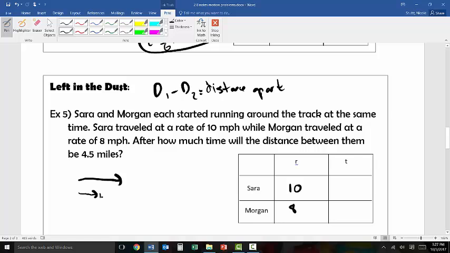So they want to know how long until there's 4.5 miles separating the two of them. So here's Morgan and here's Sarah. I want to know when they'll be 4.5 miles apart. So again, their time is going to be the same. They're both running for the same amount of time. It's just that Sarah's going to cover more distance because she's running at a faster pace. So we want to take our 10t and subtract our 8t to get our 4.5 miles apart. And then we go through and solve.